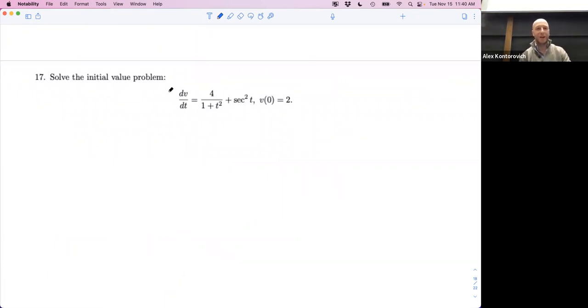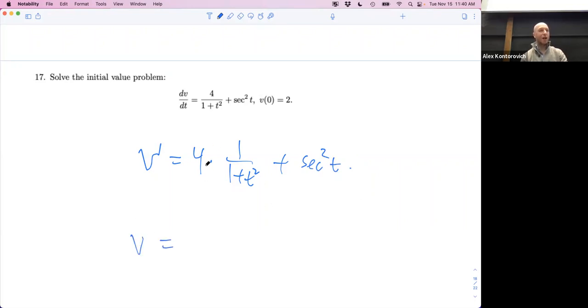Okay, let's solve the initial value problem of this. I'm told that V prime is equal to 4 over 1 plus t squared, plus secant squared. Then V, I have to anti-differentiate. So 4 is just a constant. Whose derivative is 1 over 1 plus t squared? Arctan. Thank you. And whose derivative is secant squared? Tan.